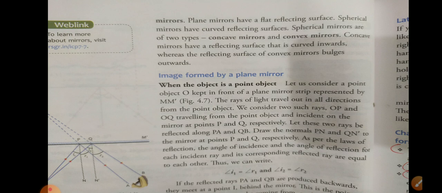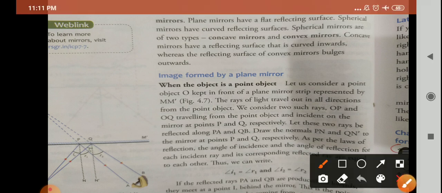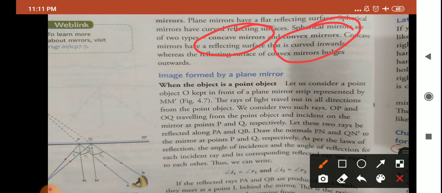Mirrors are basically of two types, that is plane mirror and spherical mirror. Then spherical mirror is further subdivided into two parts, that is concave mirror and convex mirror. So I hope that topic was clear to you. Then I explained to you what a concave mirror is.